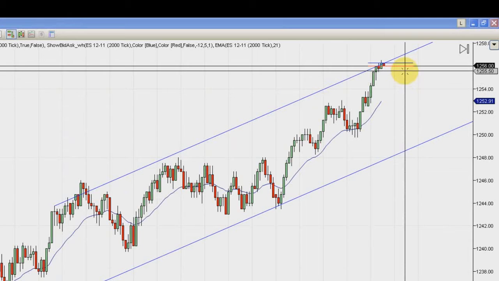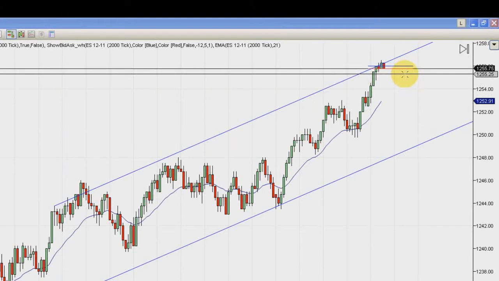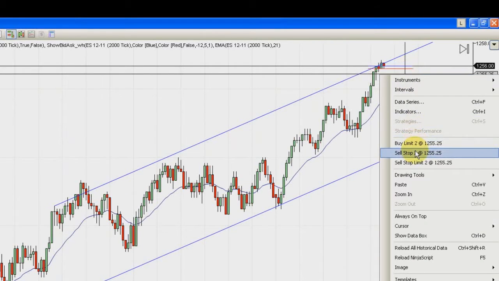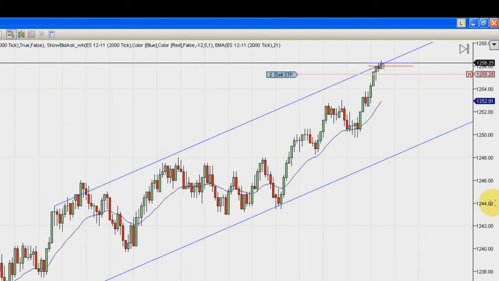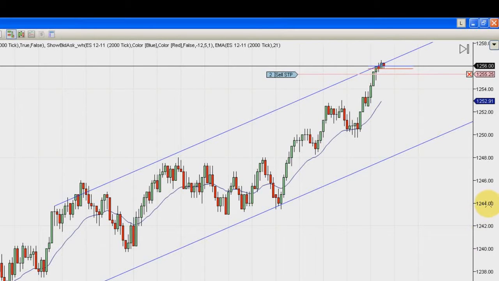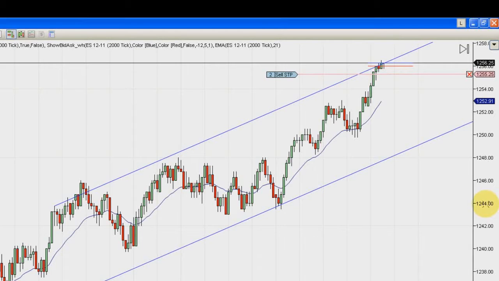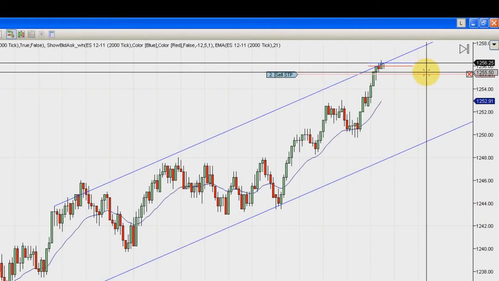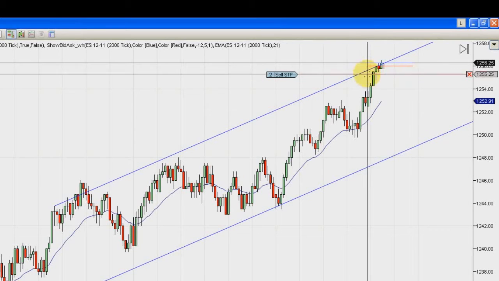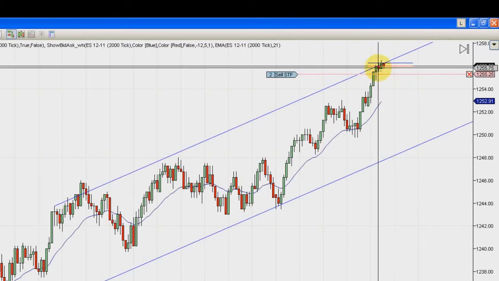So I'm going to get my order in here real quick to make sure we don't miss this trade. This is a counter trend trade, so we just want to take a quick scalp. We don't want to overstay our welcome, and we don't want to risk any profits once we get them. So we put our order right here below the little doji.